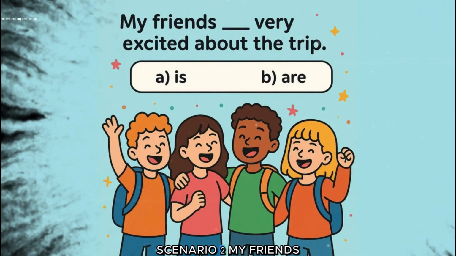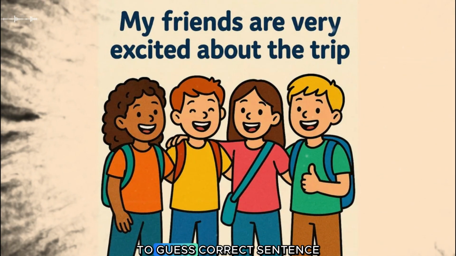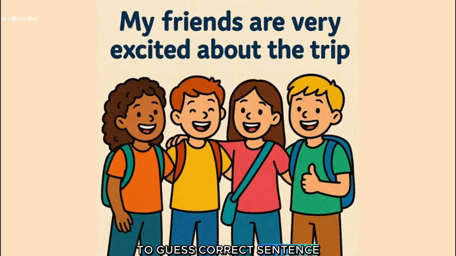Scenario 2. My friends blank very excited about the trip. A: is, B: are. Take a few seconds to guess. Correct sentence: My friends are very excited about the trip.